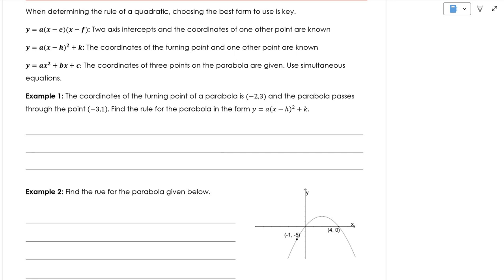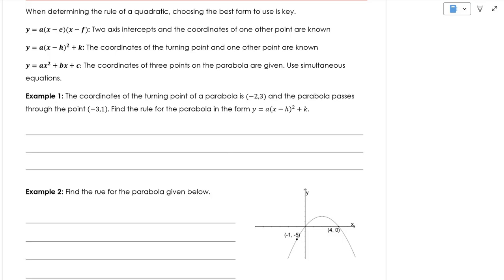Hi everyone, today we're going to have a look at how to find the rule of a quadratic, looking at things like the shape, the turning point, the intercepts given, and so on. Now, when it comes to choosing the rule for the quadratic, it's best to pick the rule that best suits the information you've been given, okay?